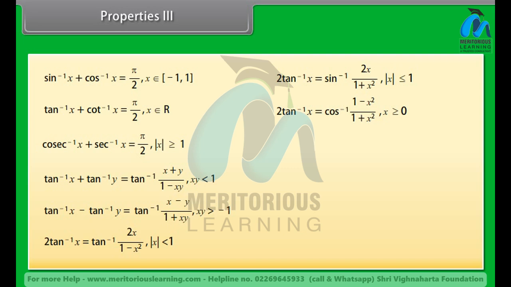x is greater than or equal to 0. 2 tan inverse x is equal to tan inverse 2x by 1 minus x square, for minus 1 is less than x is less than 1.